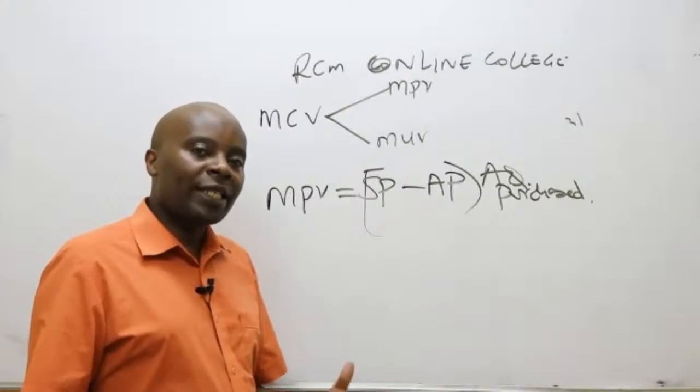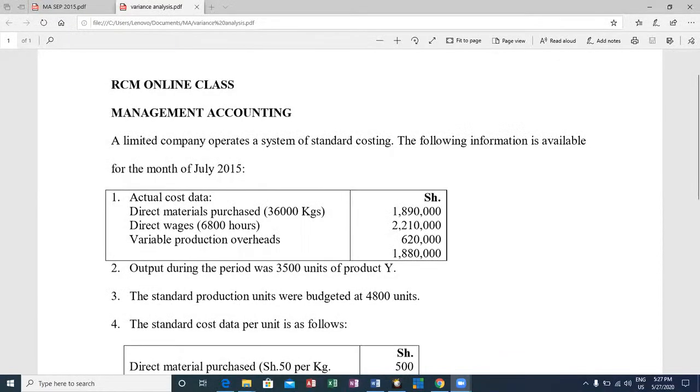Those of us who do not have the past papers, I had prepared this past paper for you. The question is displayed there on the screen. So they're telling us A Limited operates a system of standard costing. The following information is available.